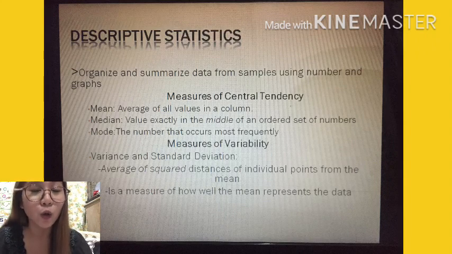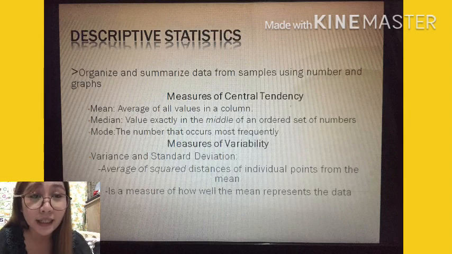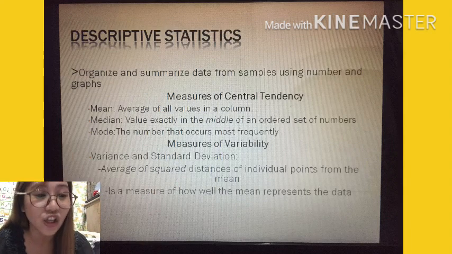So data that is closest to the mean means that it is a good fit of the data. And if the data is distant from the mean, that means the data is not that accurate for representation.